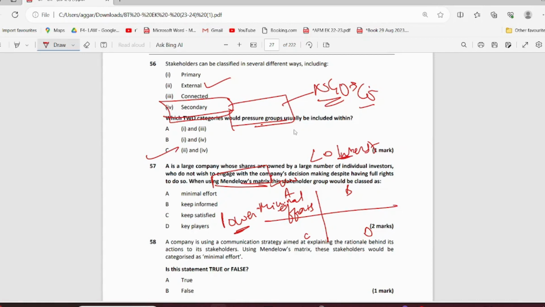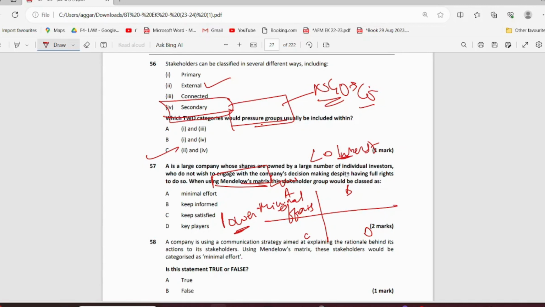Of course they can control the rules and regulations, and if it is a government-based agency or an organization which mainly relies upon rules and regulations formed by the government, then of course the government will not form part of the minimal effort category. But in most cases, your pressure groups and government form part of your minimal effort.